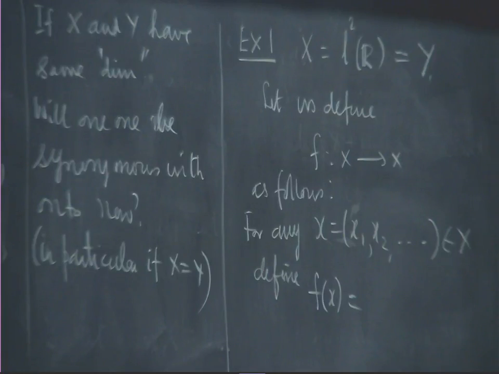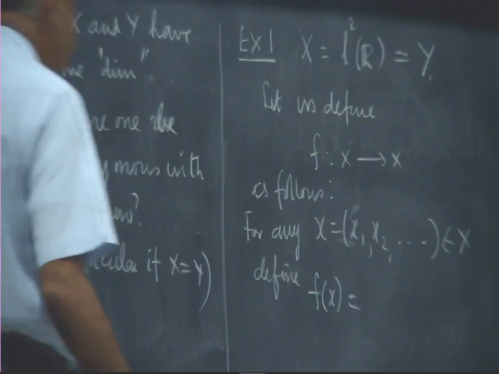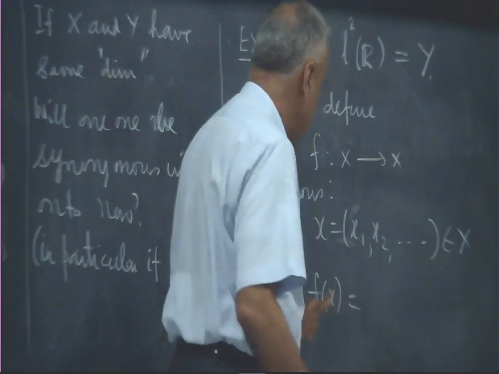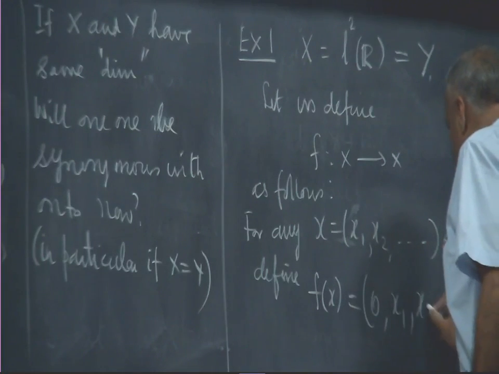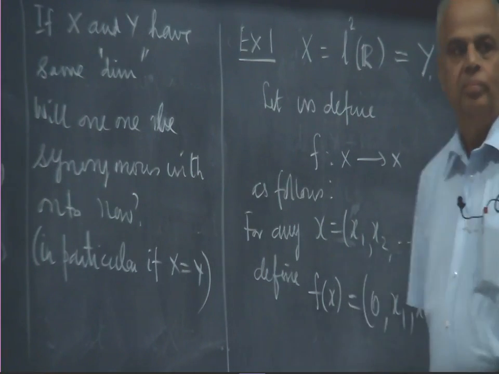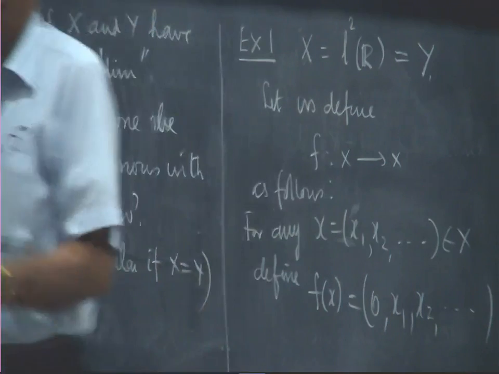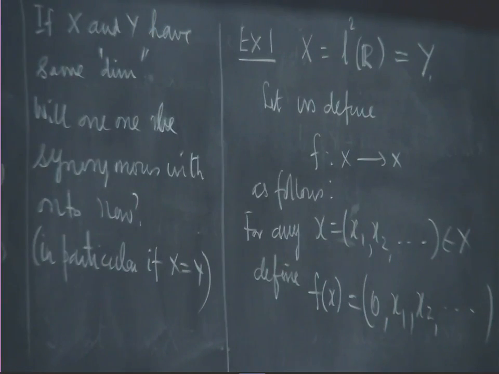The f code of x should be another vector which should be derived from the original word, and if this is the word of infinite length, the coded word is just shifted, a right shift. The coded word is a right shift. Okay.